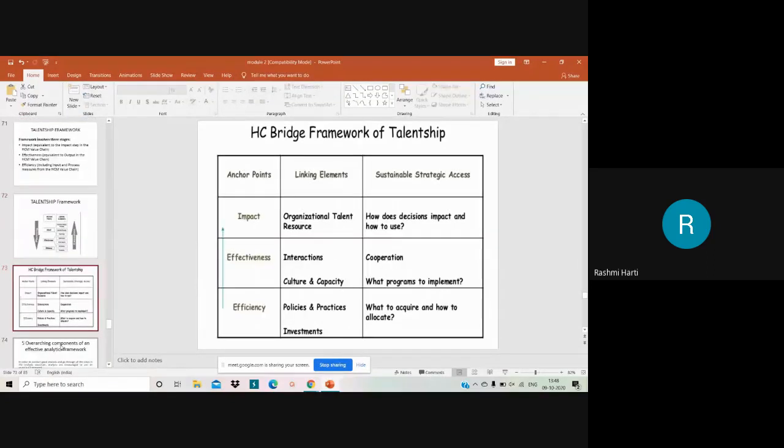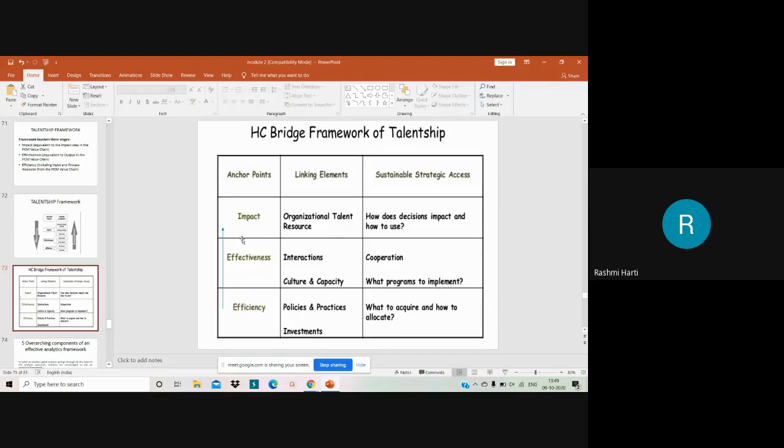So HC Bridge framework of talentship. Okay, so when we speak about this HC Bridge work, it is given in detail here. Efficiency is nothing but policies and practices and investment, what to acquire, how to allocate. What to acquire, that means what type of talent you are going to acquire in the organization, what type of policies you are going to acquire in the organization, what type of practices you are going to acquire in the organization, and how you allocate the duties and responsibilities, how you allocate the policies and practices, how you allocate the budget which is being given. That is what comes in efficiency.